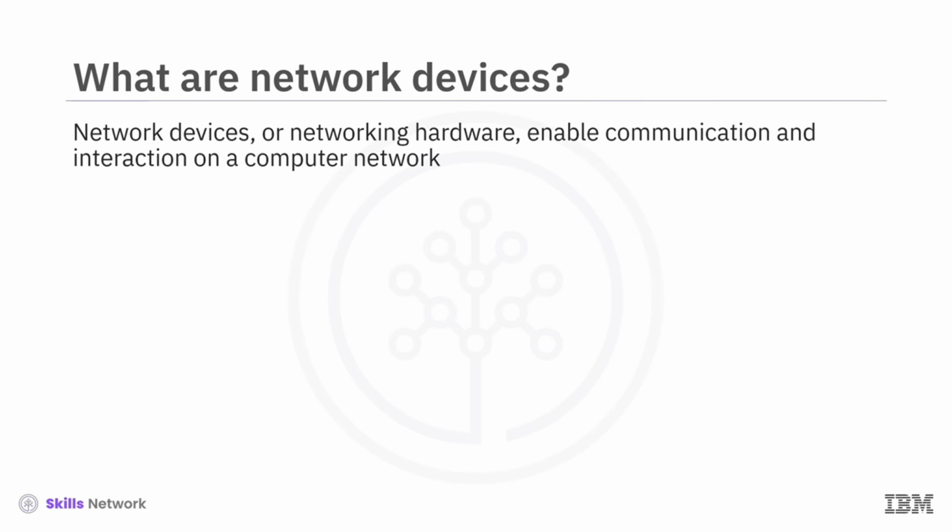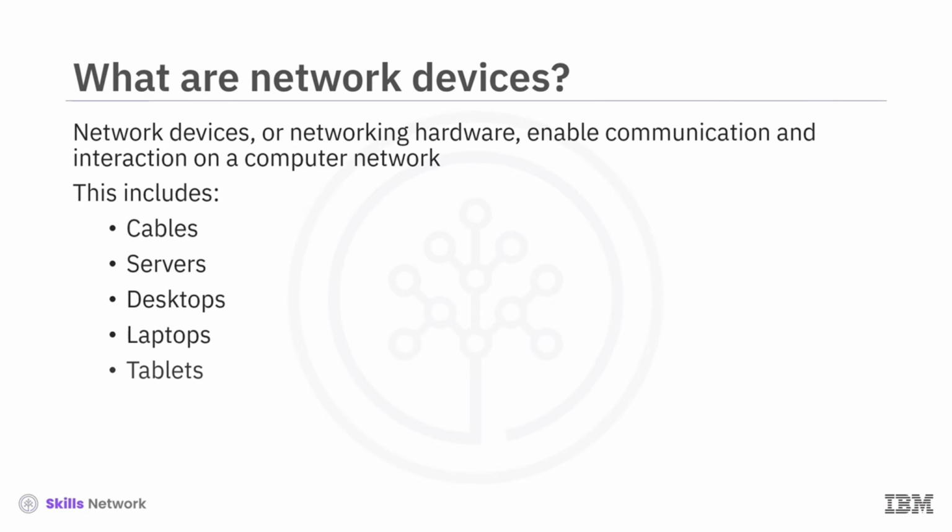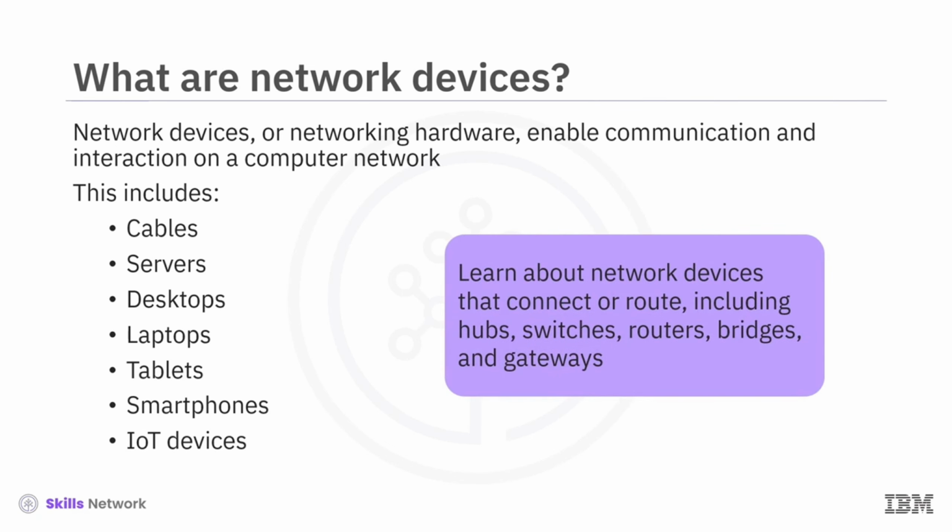Network devices, or networking hardware, are physical devices that enable communication and interaction on a computer network. This includes cables, servers, desktops, laptops, tablets, smartphones, and Internet of Things, or IoT devices. This video covers network devices that connect or route, such as hubs, switches, routers, bridges, and gateways.